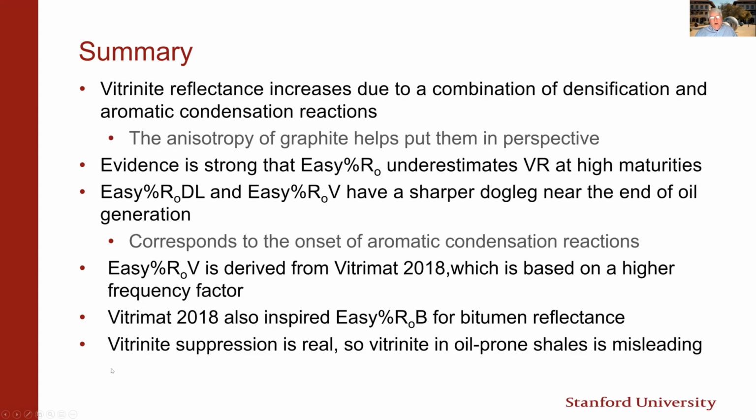Vitromat 2018 also inspired EZ%R0B for bitumen reflectance. And so if you want to calibrate in an oil-prone shale, that's the model you should be using, not EZ%R0 or EZ%R0V. And finally, vitrinite reflectance suppression is real. So vitrinite in oil-prone shales is misleading. If you really are trying to calibrate against vitrinite, either use coals or shales that do not have any oil-prone kerogen. Both are okay, but you need to avoid oil-prone components in the shales in order to get true accurate vitrinite reflectance values.